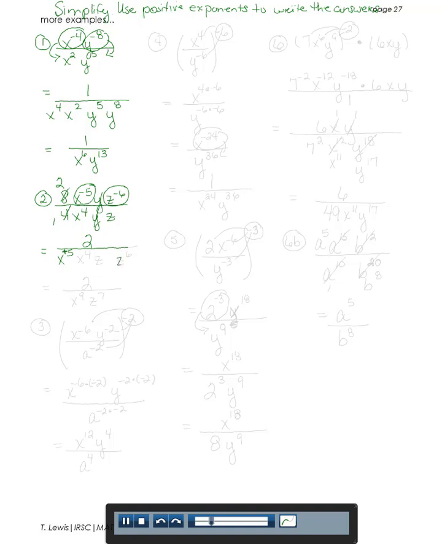Z to the negative 6 goes to the denominator. Base stays the same, the exponent of 6 becomes positive. And then we also have x to the 4th, z. Our answer, 2 all over x to the 9, z to the, thank you.